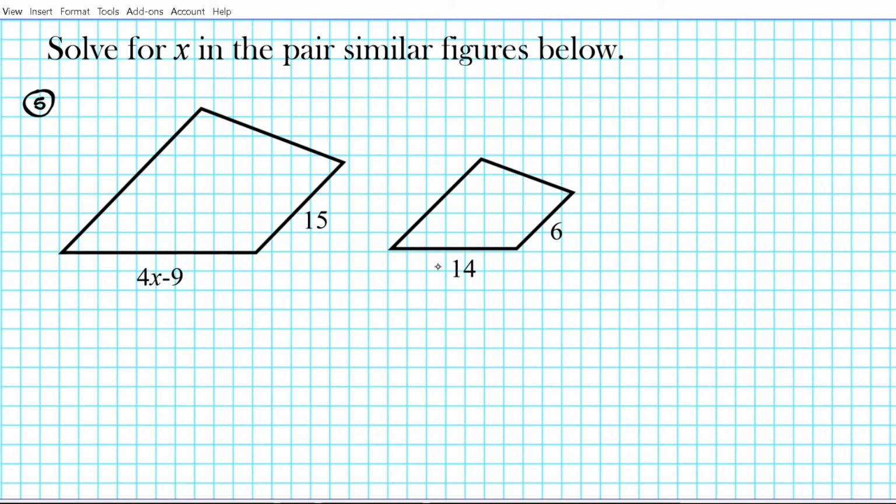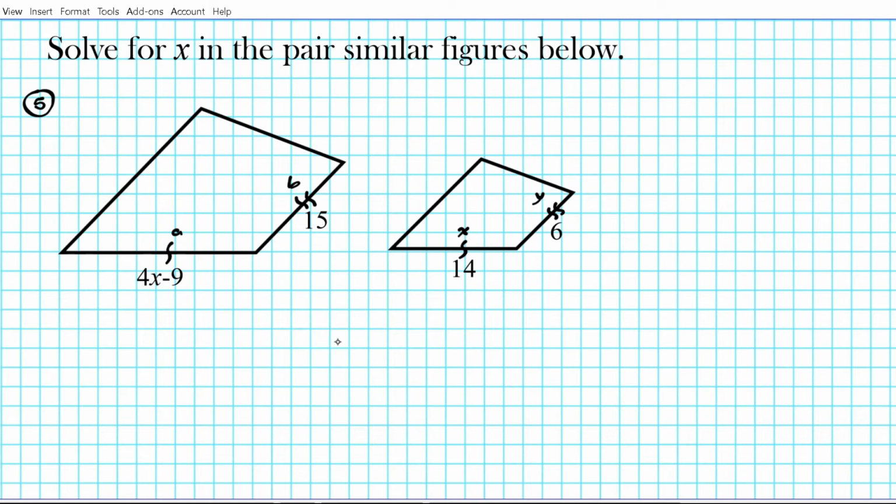Okay, so these two figures, these two polygons are similar. So we're going to use that fact to figure out what x is. All right, so this side corresponds to this side right here, and then this side corresponds to that side right there. So this is AB and this is XY.